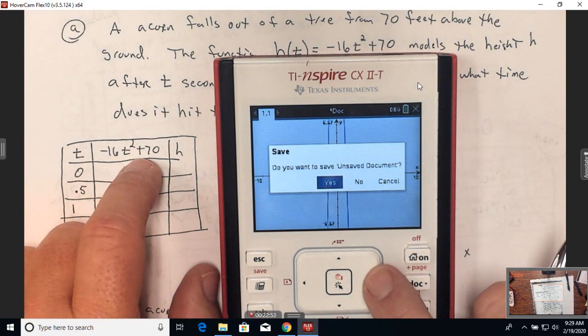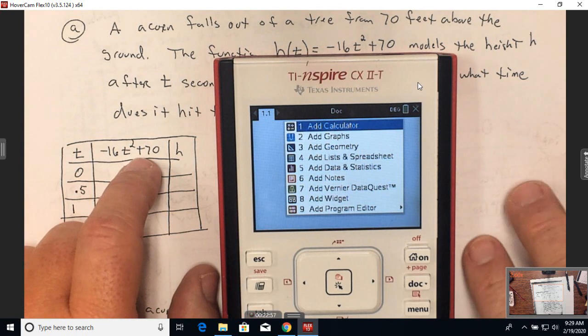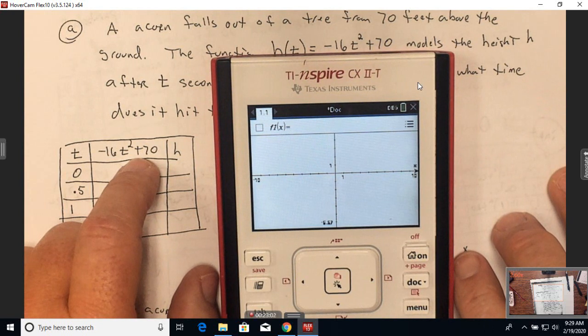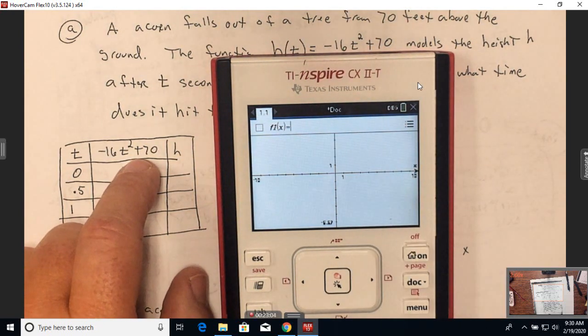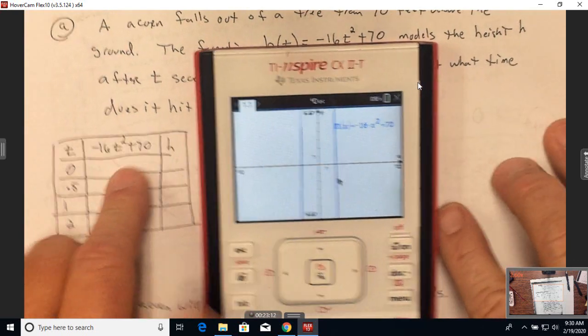New document. Don't save your last one. Add the graph. Everybody there? So that's 2. Plug that function rule in: negative 16x squared, because I don't have a t in my calculator, plus 70. Hit enter. You want to see a better picture of it, like ours?